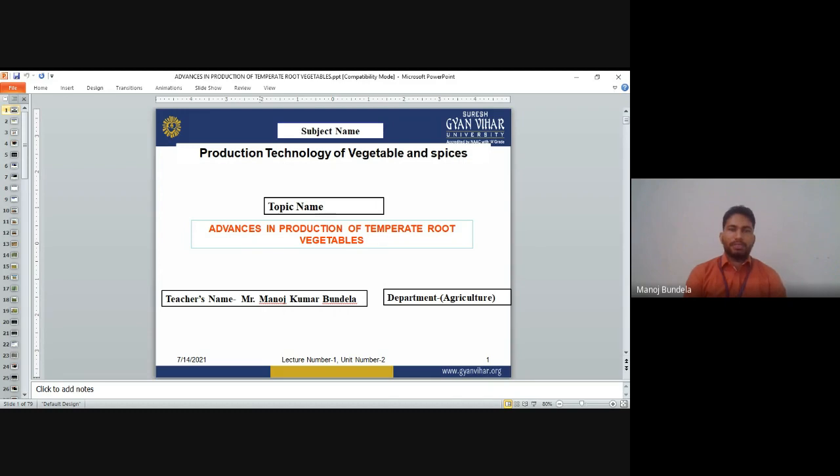So, we are discussing the production technology of vegetables and spices. In this, tomato we have already discussed. Next is advances in production of temperate root vegetables.